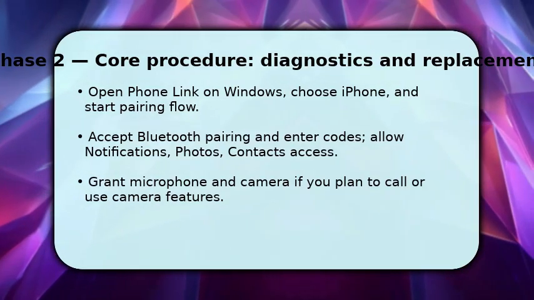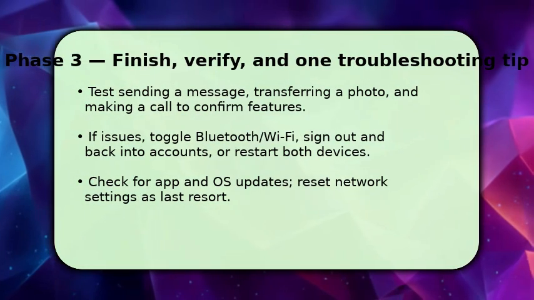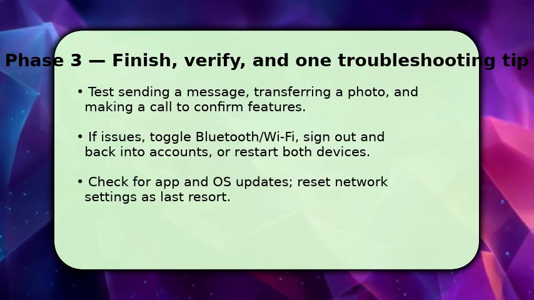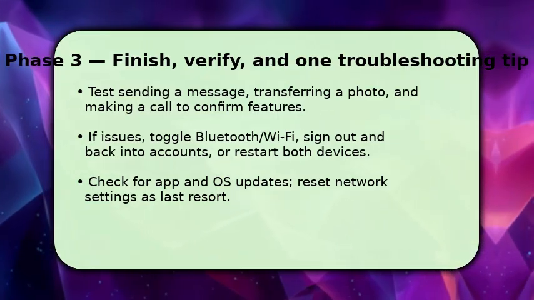You finish by verifying core features. Send a text, transfer an image, and place a quick call to confirm everything works. If something fails, first toggle Bluetooth and Wi-Fi on both devices and retry, because many glitches clear with a reconnect.